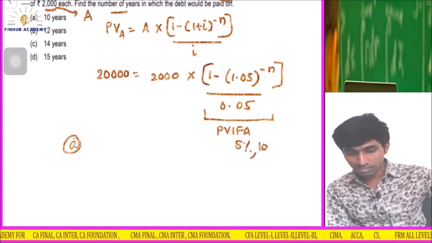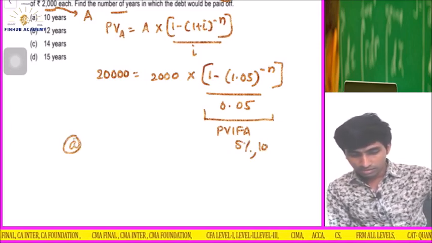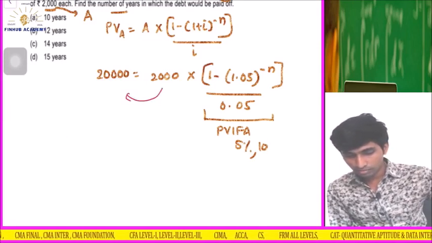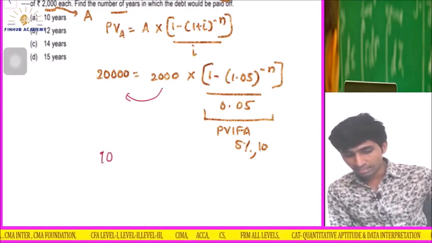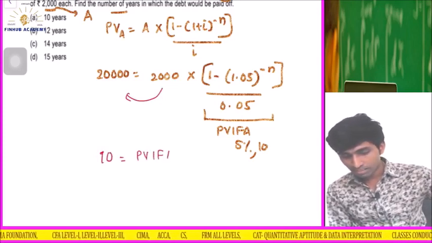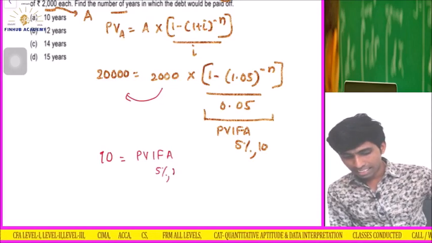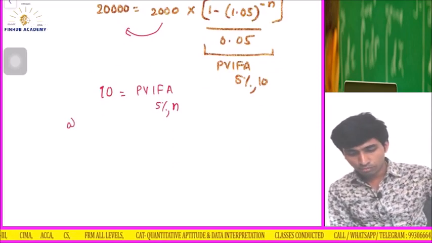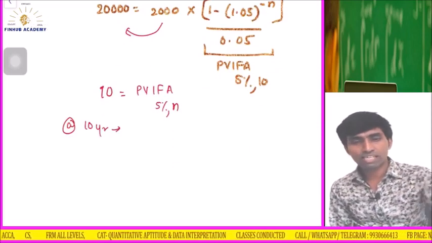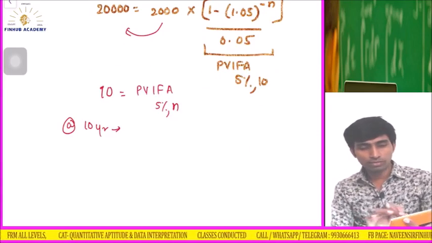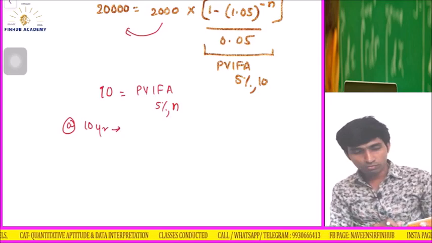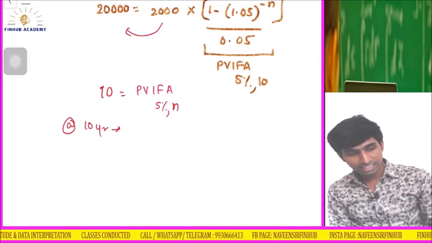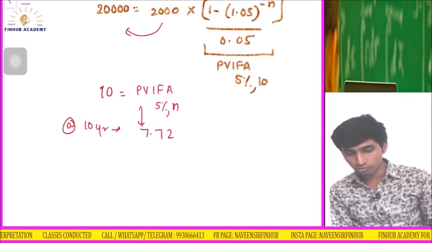Let us simplify this. This 2000 will go to this side, so it becomes 20,000 divided by 2000, which is 10. So my PVIFA at 5% comma n should come to 10. So simple. The first option is 10 years. So let's try with this. We know how to do it: 1.05, divide, 1, 2, 3, 4, 5, 6, 7, 8, 9, 10. And when I press GT at 10, my PVIFA is 7.72. So this is not the answer.